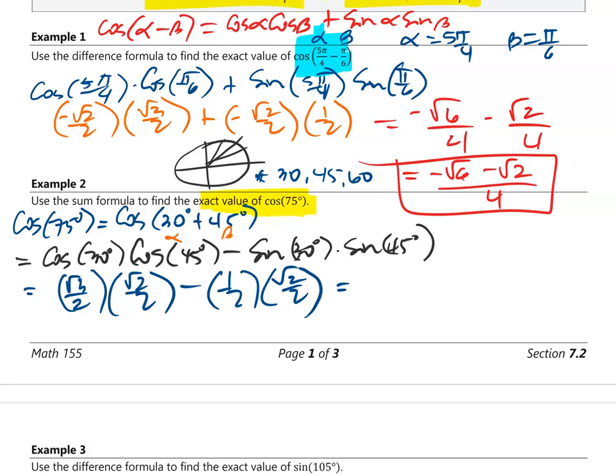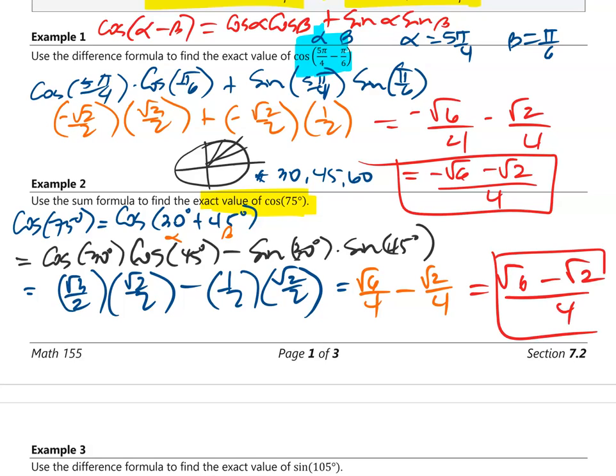And let's simplify. Square root of 3 times square root of 2 is square root of 6. 2 times 2 is 4. 1 times square root of 2 is square root of 2. And 2 times 2 is 4. And we can rewrite this as square root of 6 minus square root of 2 over 4. And this is the answer.